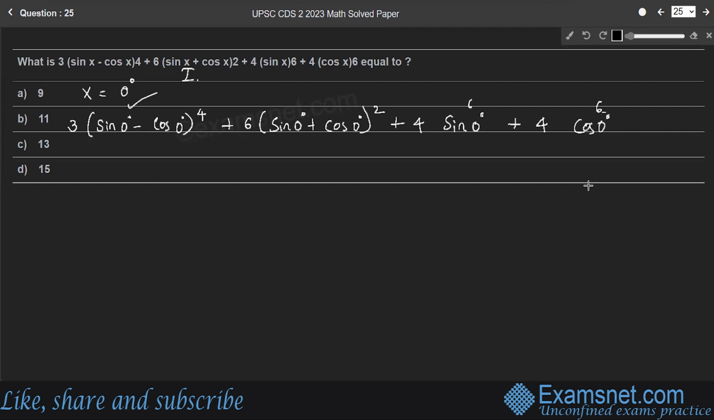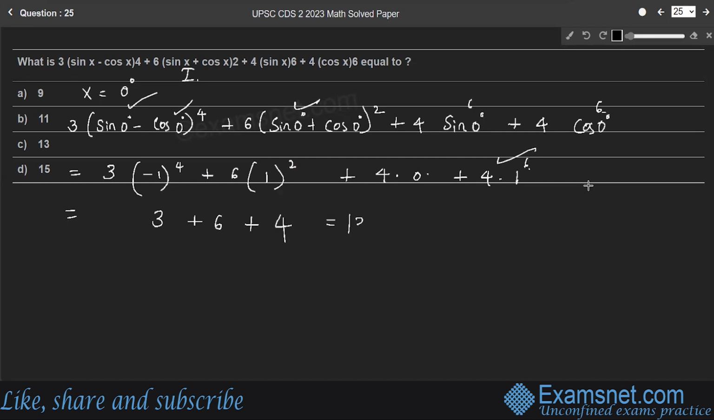Since sin 0 is 0, cos 0 is 1, the given expression becomes 3 into (0 minus 1) raised to 4, plus 6 into (0 plus 1) raised to 2, plus 4 into 0 plus 4 into 1 raised to 6. So minus 1 raised to 4 is plus 1, into 3 is 3, plus 6. 4 into 0 is 0 and 4 into 1 is 4. Hence we have 13 as the final answer, right? So option C is the right answer. This is the simplest method, right?